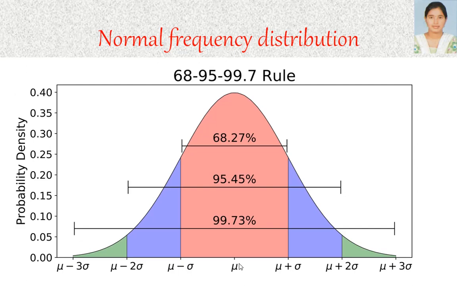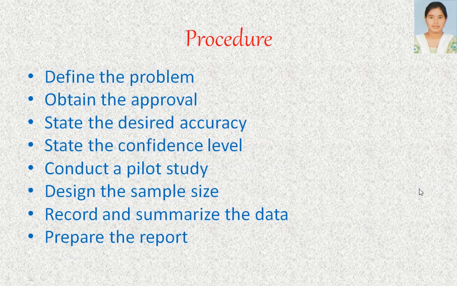So, determination of sample size. Sufficient number of observations are to be made to obtain the desired accuracy. So there is a formula for calculating the sample size based on this normal distribution curve. Now let us see the procedure for work sampling.